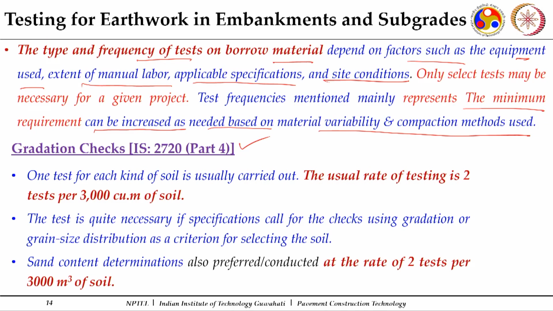For the gradation test, especially for each kind of soil if variability is experienced, normally you go for at least 2 tests per 3000 cubic meter of soil. Then you will check the gradation and cross verify it against the limits specified in your project requirement. One is the codal specifications requirement and the second is the project requirement, because on the basis of that your entire project has been designed.